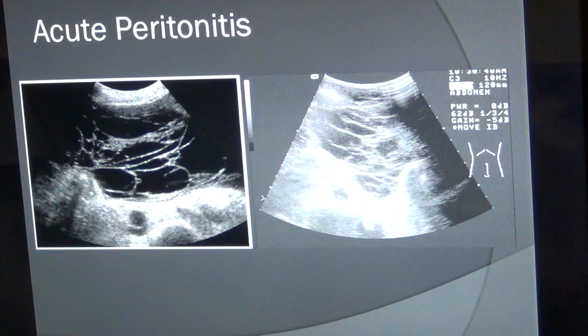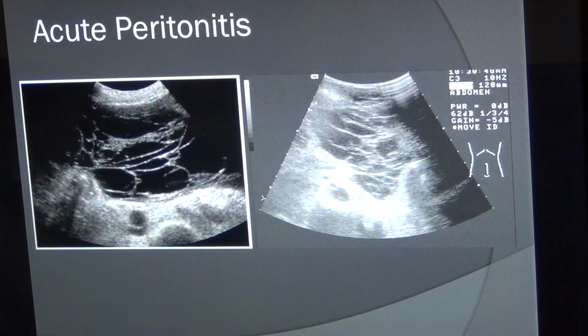Okay, next is acute peritonitis. Look at the beautiful images. What is acute peritonitis? We all know that we have a peritoneal cavity. It is surrounded by the peritoneal membrane. The peritoneal membrane has a parietal layer and a visceral layer. And there is a space between these two layers.